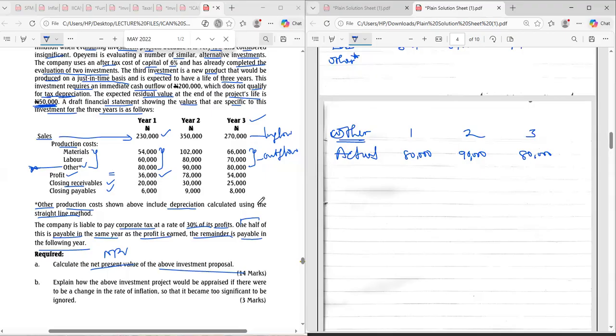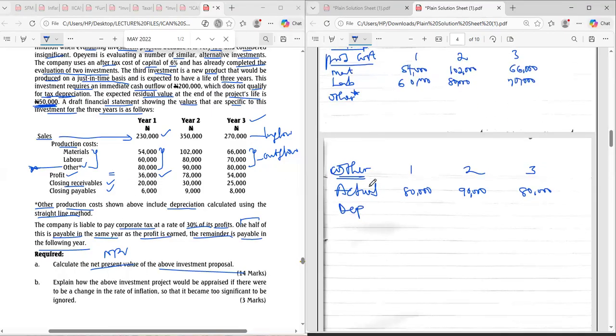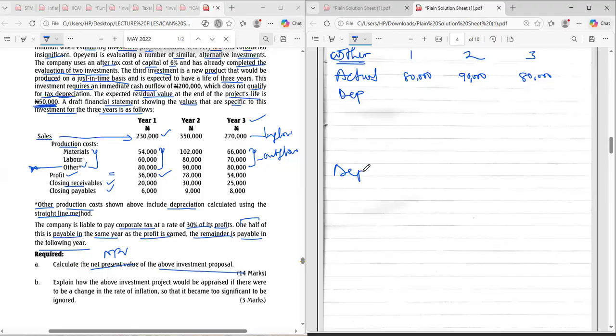So there was one additional function that said, other production costs shown above include what? Depreciation, calculated using the what? Straight line method. For tax purpose, we don't use straight line method. We use capital allowance. Abi, you know, for tax purpose, all those your straight line method does not work here. It's capital allowance that we use. So we have to do what? Take out your depreciation. Abi, what's your depreciation? Our depreciation will be what? Depreciation is equals to what? Straight line method, Abi. Costs minus scrap value all over expected useful life.